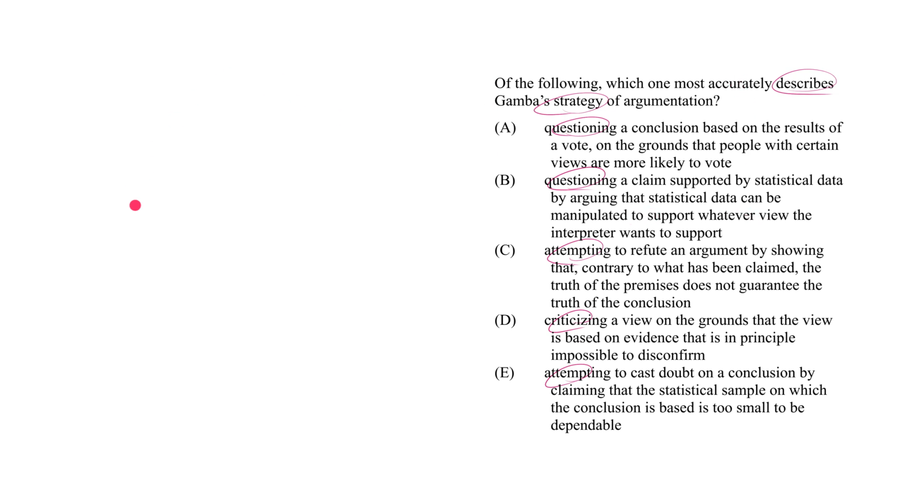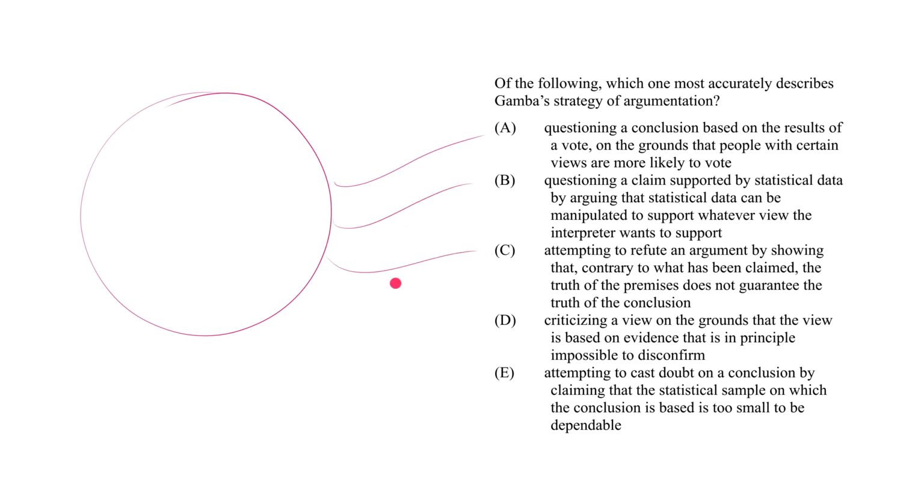We're looking down on the argument, saying, oh, you question a conclusion on the basis of results of the vote on the grounds that blah, blah, blah. You're questioning a claim supported by statistical data by arguing that, right? Already you can see how abstract this is. And I'm not showing you what the argument is, but do you see how it really doesn't matter what the argument is here in this instance? Because can't you imagine a variety of arguments fitting these descriptions, right?